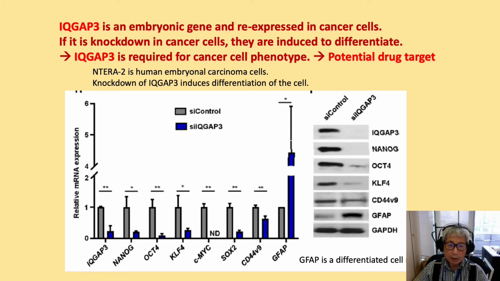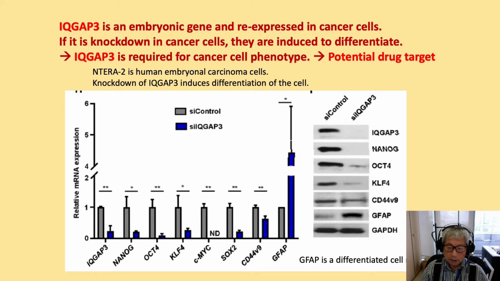Iqgap3 is an embryonic gene and is re-expressed in cancer cells. If it is knocked down in cancer cells, they are induced to differentiate. So this means Iqgap3 is required for the cancer cell phenotype, which also means that this is probably a potential drug target. In this graph, we show the knockdown of Iqgap3 in NTERA2, which are human embryonal carcinoma cells.